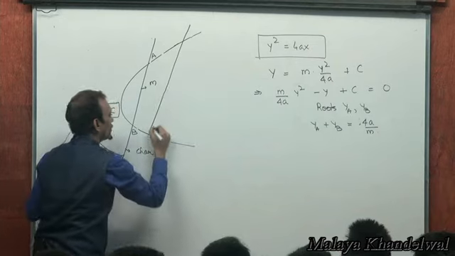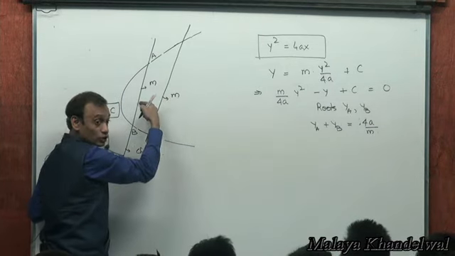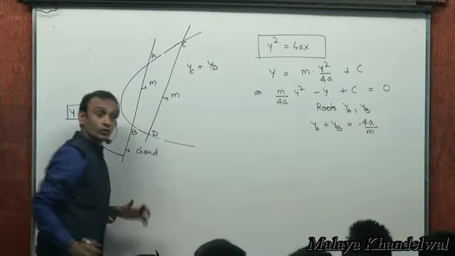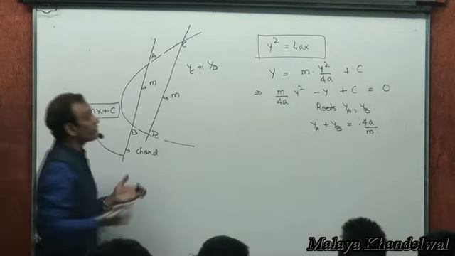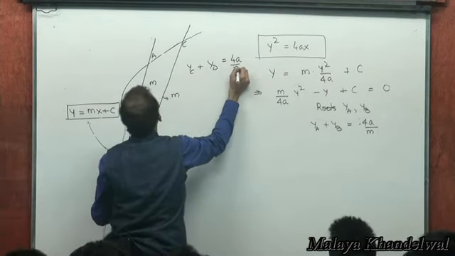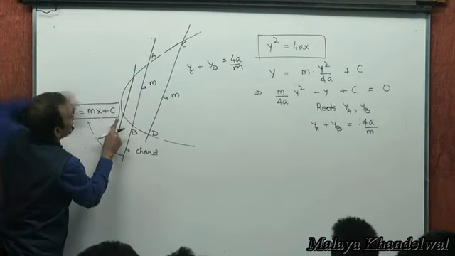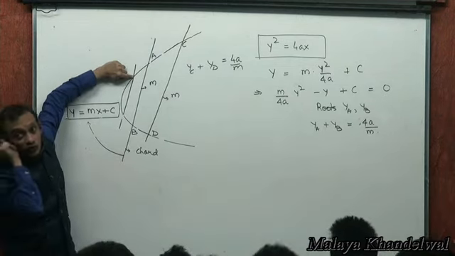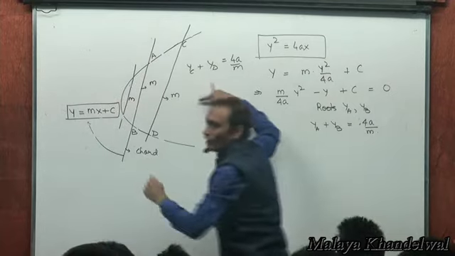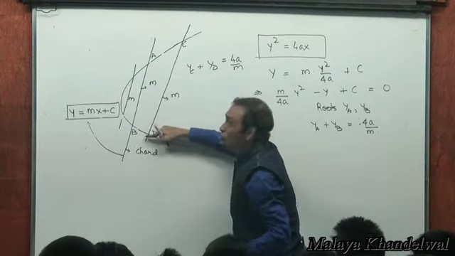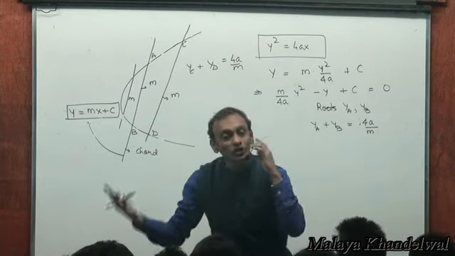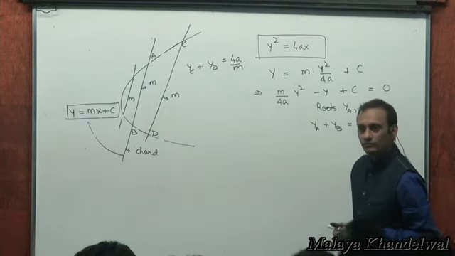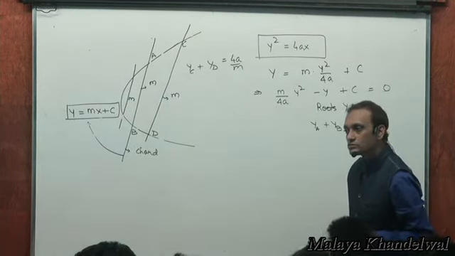Now, if I take another chord of the same slope, parallel to this line, with ends C and D, what would be y of C plus y of D? 4a by m, right? If I take any chord parallel to this chord, then y of this plus y of this will always be 4a by m. That means if I took a system of parallel chords, the sum of the y-coordinates of the extremities will be the same for all the chords and equal to 4a by m.